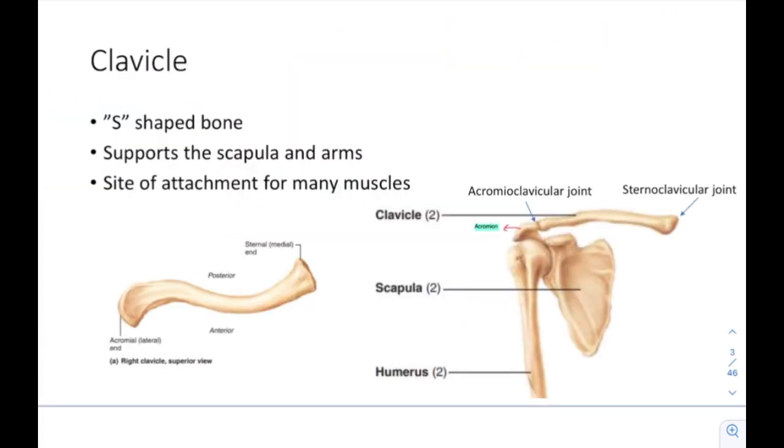Okay, so the clavicle is an S-shaped bone. It supports the scapula and arms, and it's the site of attachment for many muscles and ligaments. So right here, medially, there'll be the sternum, and the clavicle attaches to the sternum at the sternoclavicular joint. And laterally, the clavicle attaches to the acromion process, which is part of the scapula. And that's why it's called here the acromioclavicular joint.